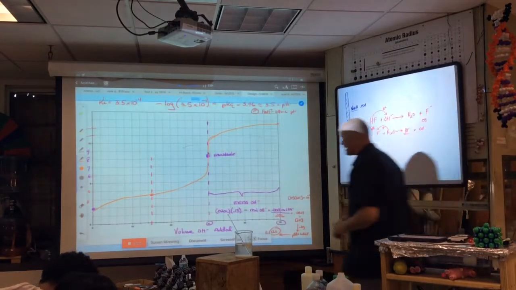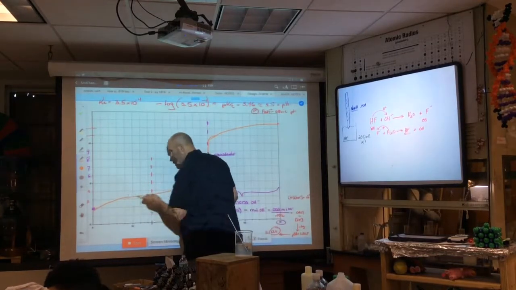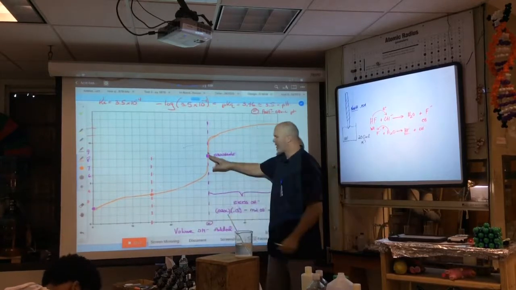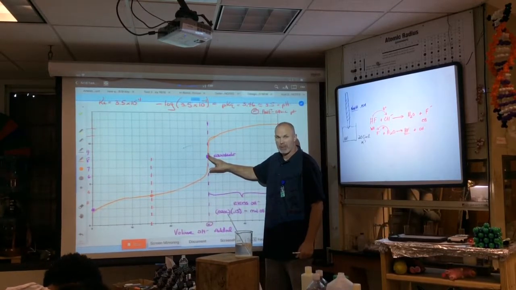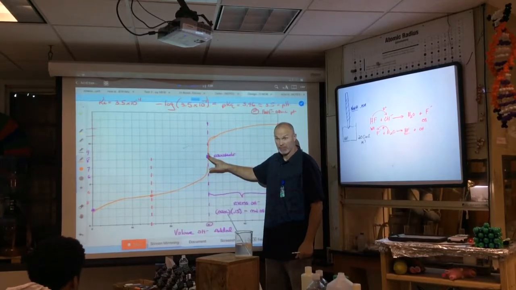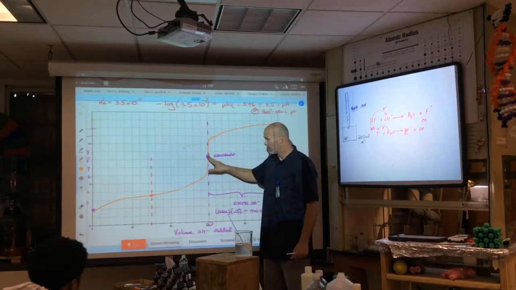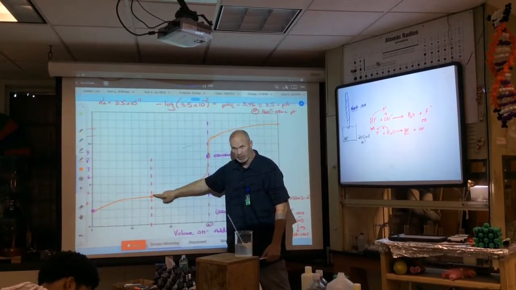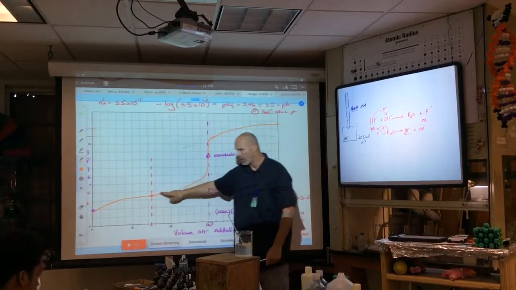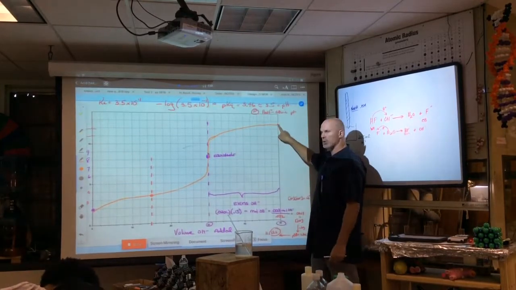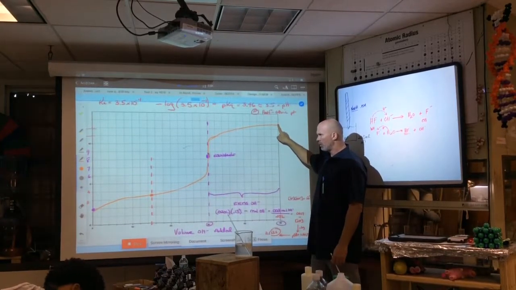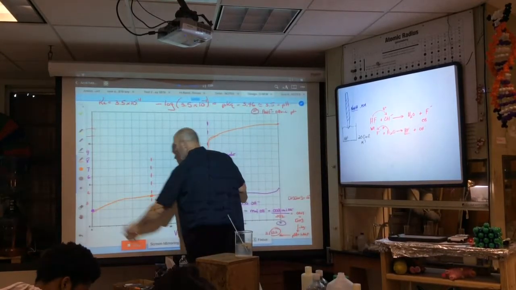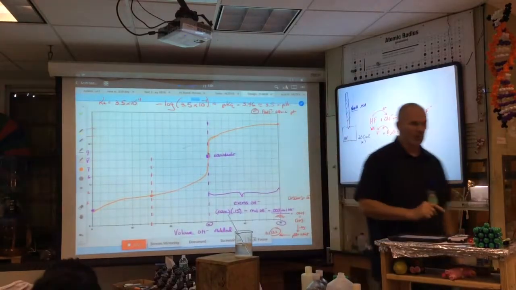I would not grade exactly where this is. As long as this point was below your half equivalent, it's good enough for me. It better be above 7. I would definitely grade X and Y for this point because your Ka should be able to give you this. And I would definitely grade the pH of this point. Okay? We will finish this in the springtime by figuring out the exact pHs for those because we need equilibrium.